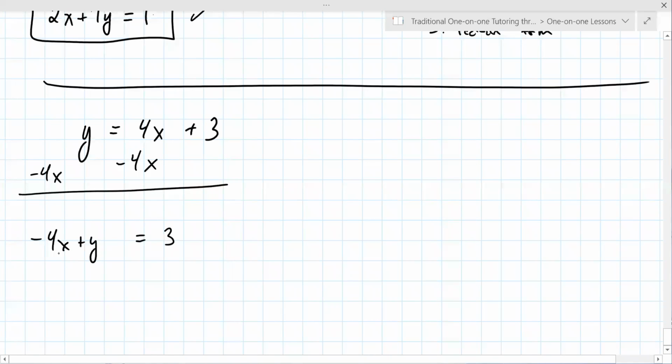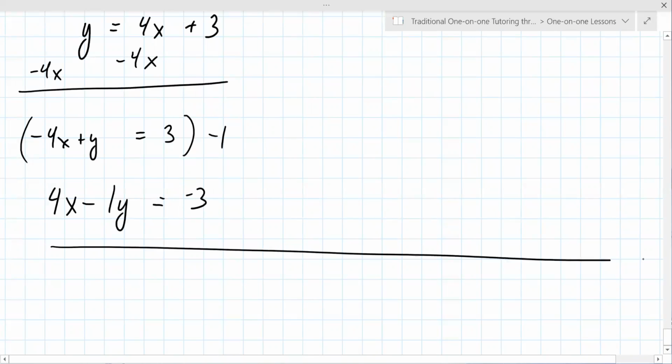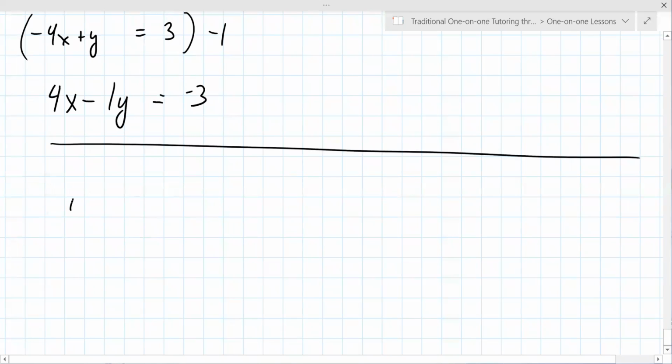So this looks good, except this is negative. So to undo that, you multiply everything by a negative. And then you'd have 4x minus y equals negative 3. Yes. And then the first number cannot be a negative. That's right. Okay.